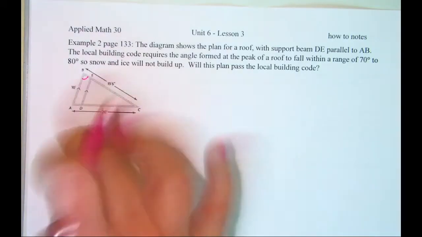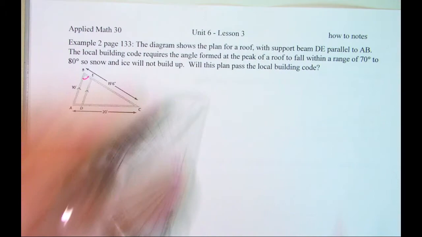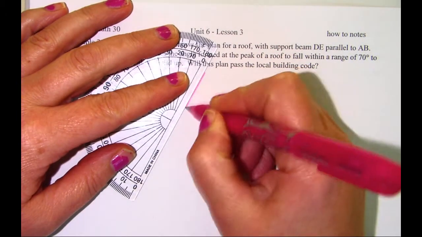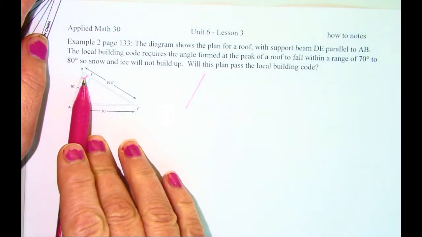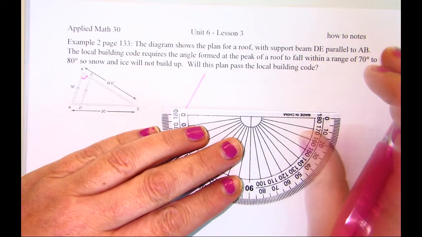We know all three sides, but we want to find that angle. So I'm just going to redraw the triangle without that support beam in it so I can see what I'm doing a bit more. How do you know that it's the angle at the peak of the roof? Yeah, that's how I know, because that's the peak of the roof.